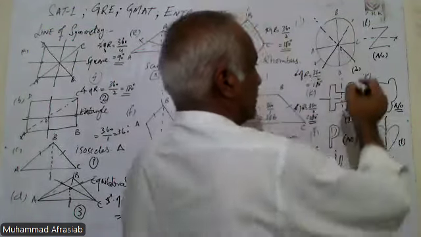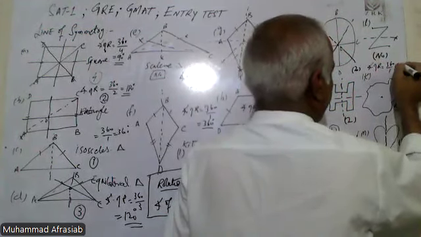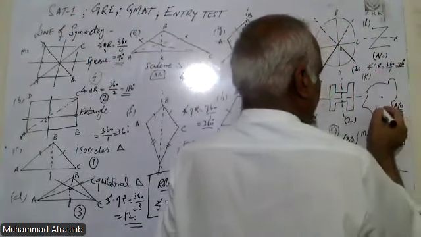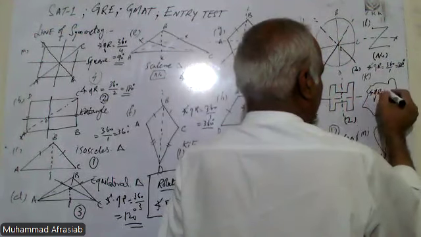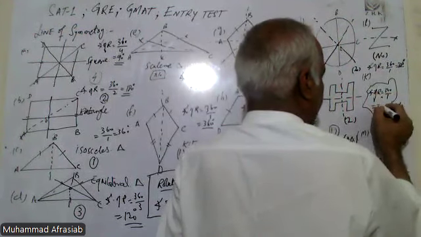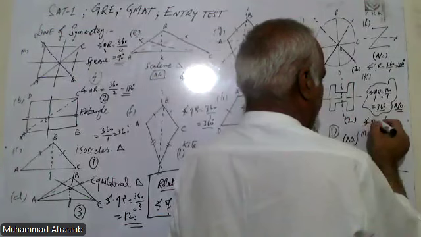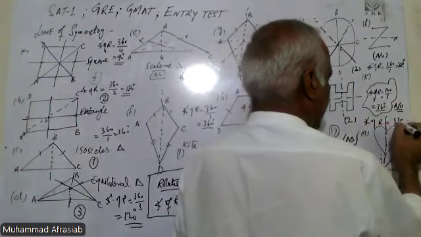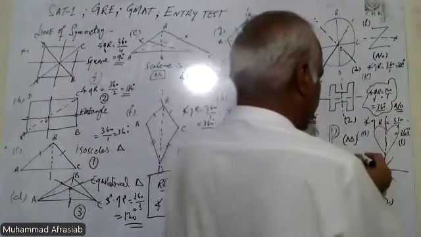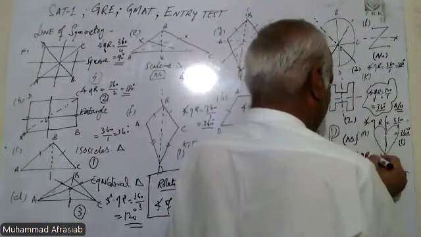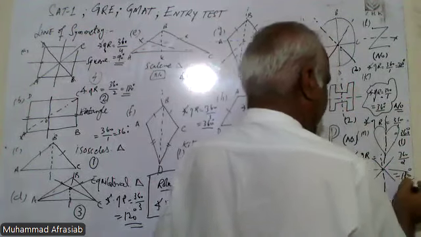There is no line of symmetry, so the angle of rotation will be 360 divided by 1, and that is equal to 360 degrees. There is no line of symmetry, so the angle of rotation will be 360 degrees. There is one line of symmetry, so the angle of rotation is equal to 360 divided by 1, and that is equal to 360 degrees. There are two lines of symmetry, so the angle of rotation is equal to 360 divided by 2, and that is equal to 180 degrees for this part.